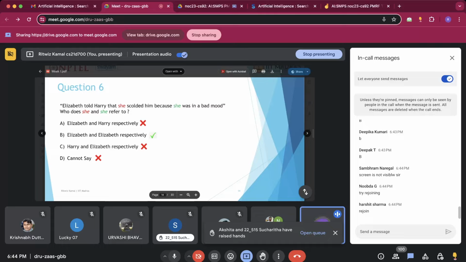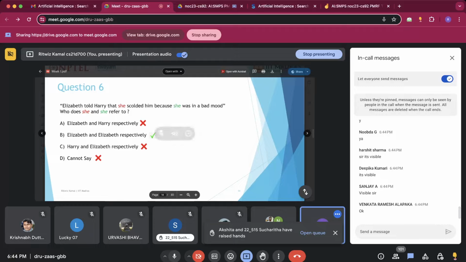Is my screen visible to others, or is it only specific to some people? Okay, cool, that's great then. If anyone is facing any difficulty, please feel free to try logging out and joining again, or try refreshing your screen once, or try changing the source of your net connectivity.